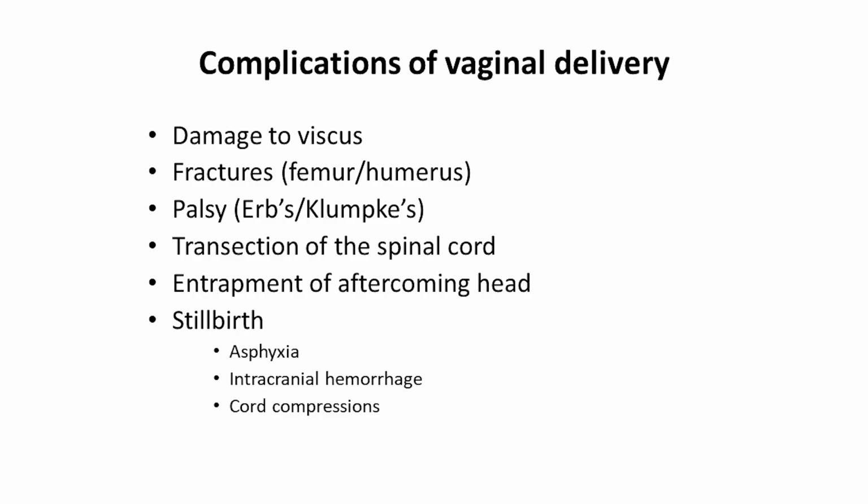The complications of assisted vaginal breech delivery include damage to viscera, fractures such as femoral fractures and humeral fractures, palsies such as Erb's palsy and Klumpke's palsy, transection of the spinal cord, entrapment of the aftercoming head, and stillbirth, which can be due to asphyxia, intracranial hemorrhage, and also cord compression. I want to say a few words about entrapment of the aftercoming head. It's one of the common complications of assisted vaginal breech delivery.